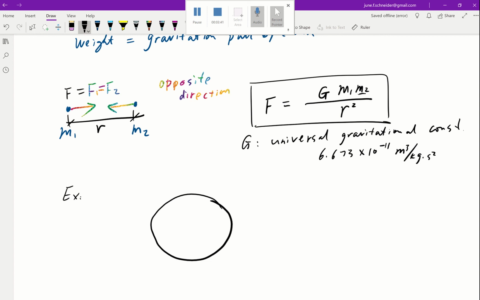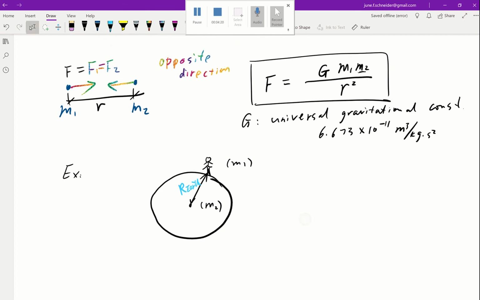That's our weight. So imagine this is our blue Earth. And this is us. I'm going to draw stick figures right here. You are standing on the surface of Earth. This is mass 1. This is mass 2. And the distance between you and the Earth's center, that's your r. And that happens to be the radius of the Earth.